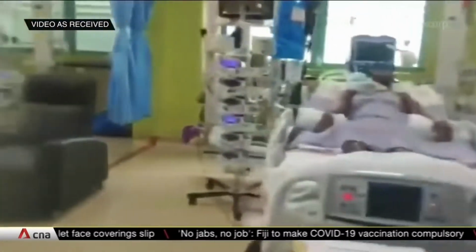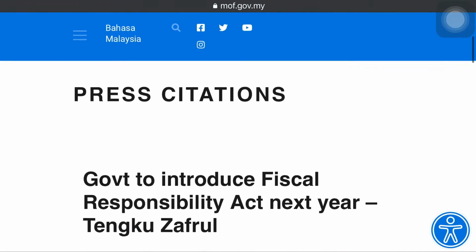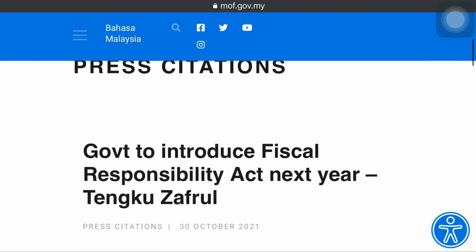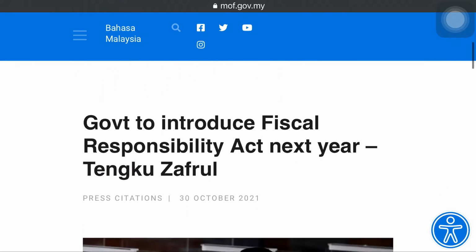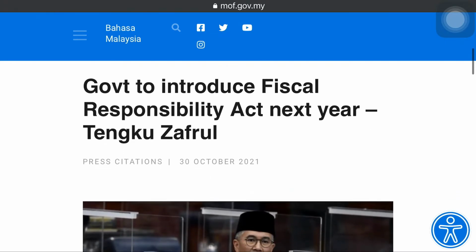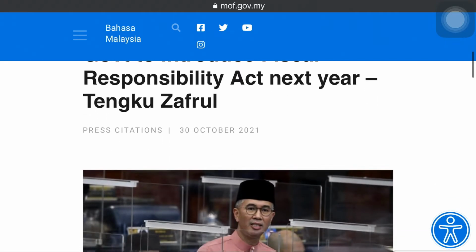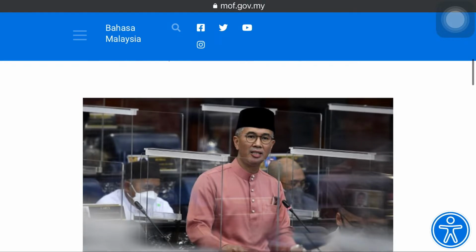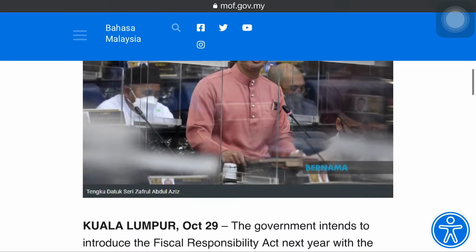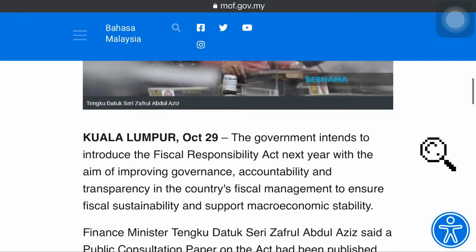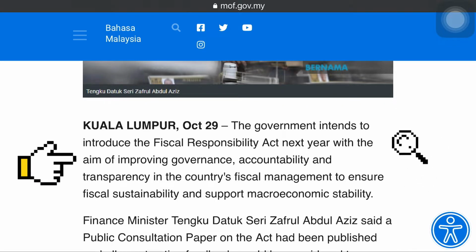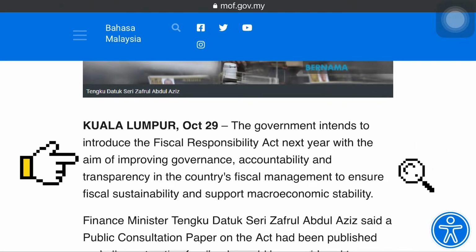The rating of debt to GDP will increase and the country must deal with bigger risks. One of the solutions that have been implemented by the federal government is the introduction of the Fiscal Responsibility Act, which will secure fiscal governance and medium-term sustainability, improve governance, support macroeconomic stability, and polish up the accountability and transparency of the country's fiscal management.